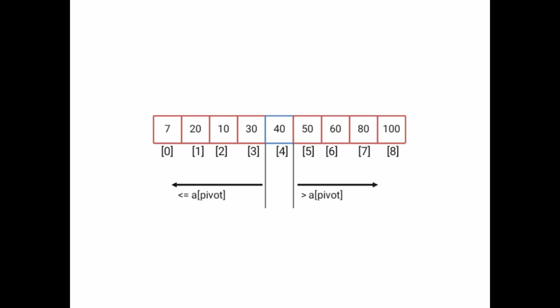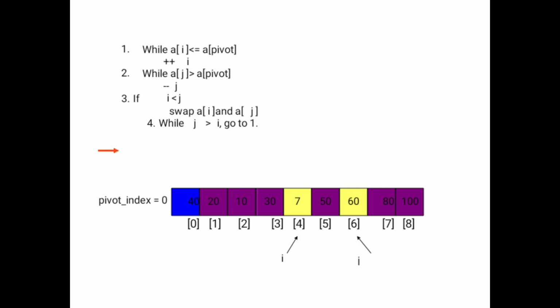Now you can see here the pivot element has got its position. The elements to the left are lesser than the pivot element, and elements to the right side are greater than the pivot element. This is all about the quicksort. In quicksort you have to check the condition that whenever A of i is less than the pivot element, increment the value of i. If A of j is greater than the pivot element, decrement the value of j.